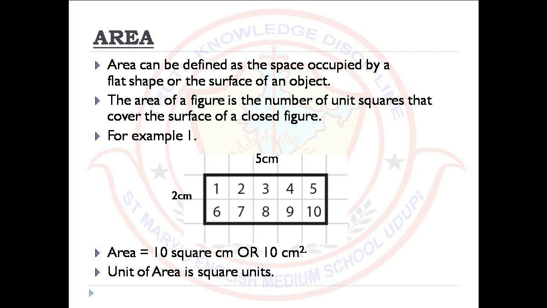Area can be defined as the space occupied by a flat shape or the surface of an object. The area of a figure is the number of unit squares that cover the surface of a closed figure. Unit squares in the sense square with 1 centimeter length. For better understanding, we will see some of the examples.